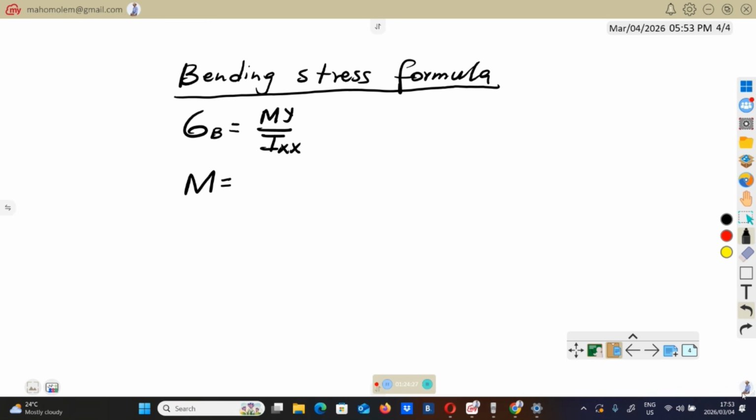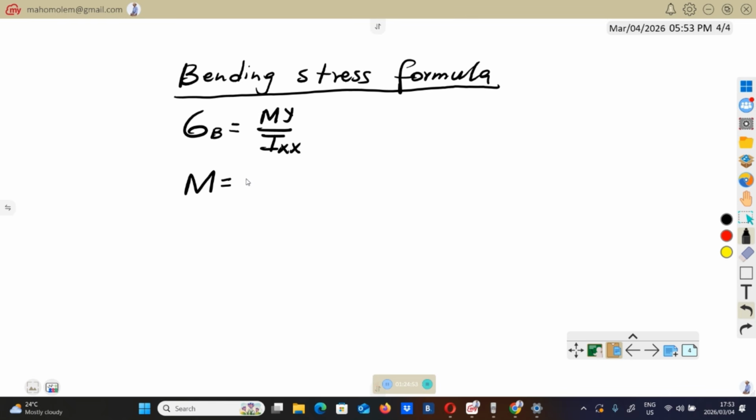So this is the formula for bending stress. You can make bending moment the subject of the formula. We're going to use Ixx. You will never use Iyy. As I've said, Iyy is weak. If you use Iyy, your structure is going to fail. So we're going to use the strong side of the beam, which is Ixx.